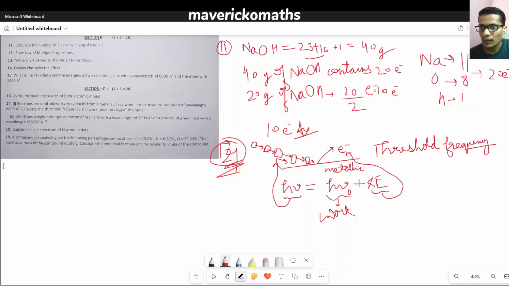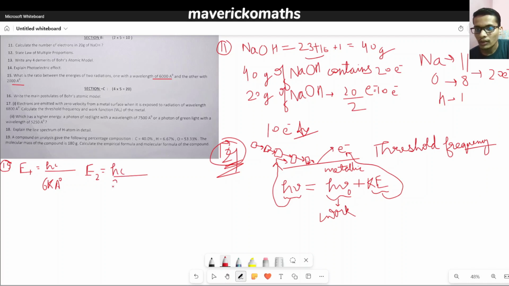Now we will move towards the 15th question. What is the ratio of energies of two radiations, one of wavelength 6000 angstrom and the other of 2000 angstrom? So simple it is. We have just done this same kind of question in the 10th question of MCQs. E1 will be hc upon lambda 1, where lambda 1 is 6000 angstrom, and E2 is hc by lambda 2, which is 2000 angstrom.